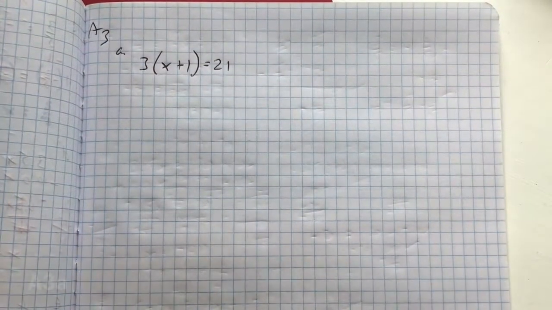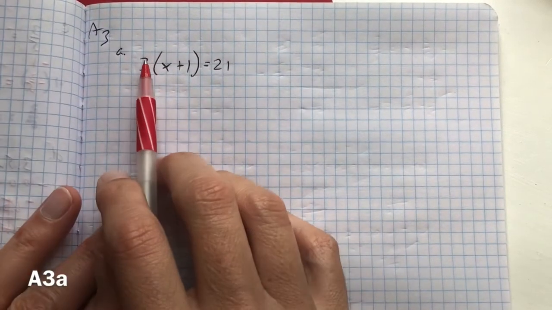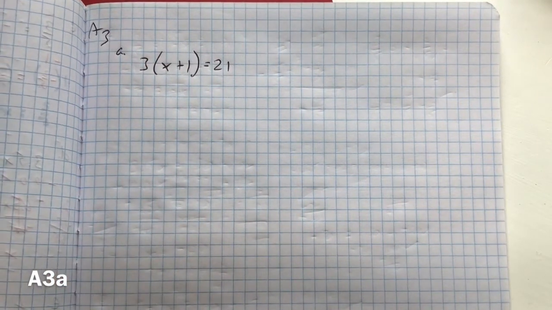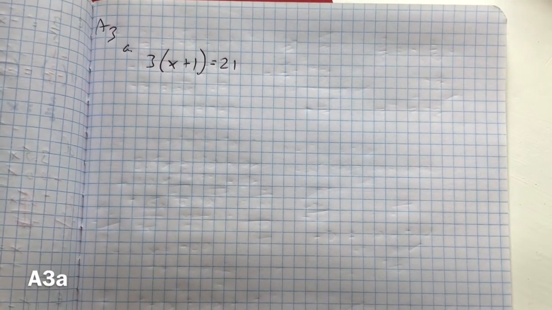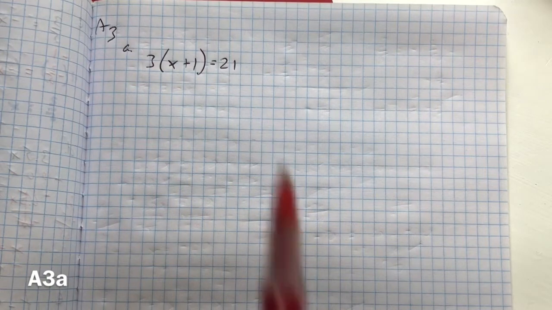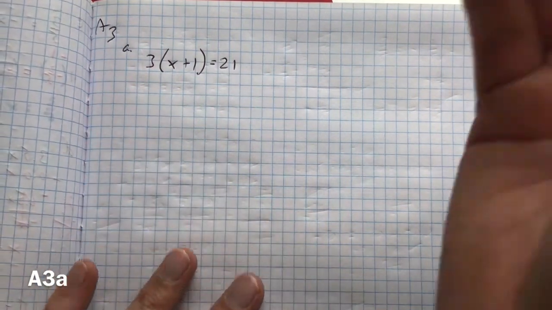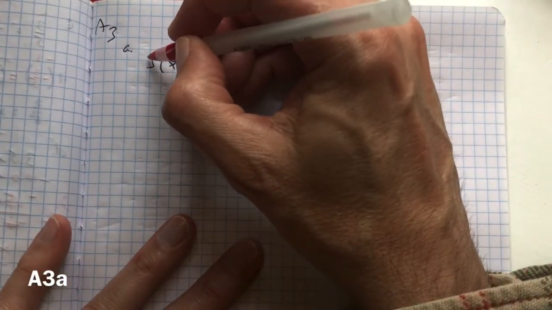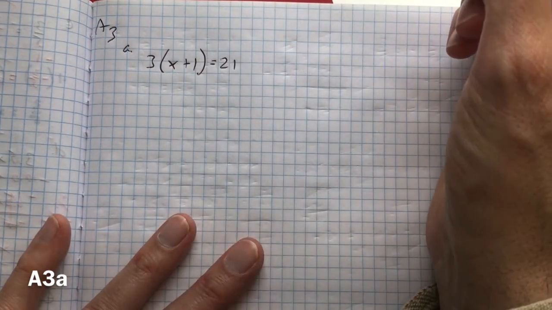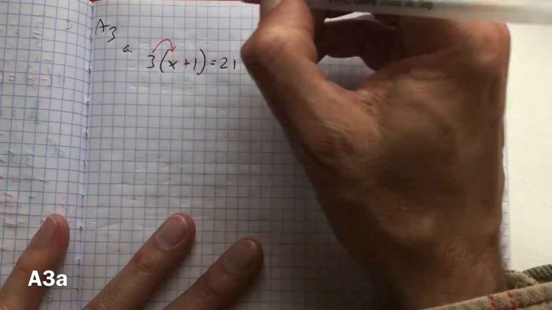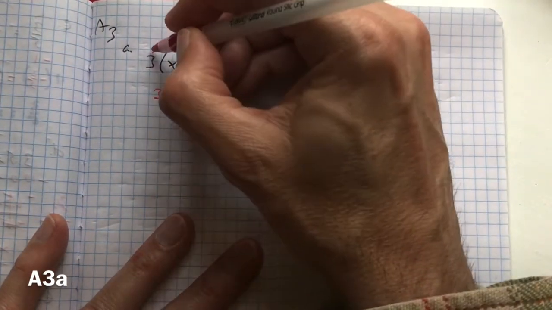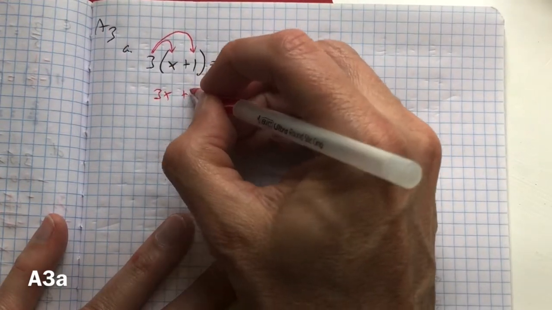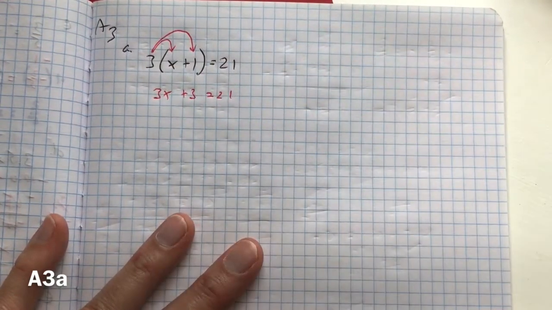All right, A3A. So we now have some of these equations that are in that factored form that we practiced last problem, but we're going to work with them in a manner that we can work through this here. So we're going to do a distributive property to take away those parentheses here. So I would do 3 times x, which is going to be 3x. 3 times 1 is going to be plus 3 equals 21.